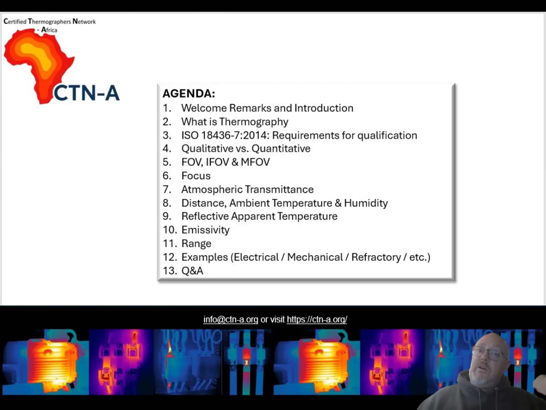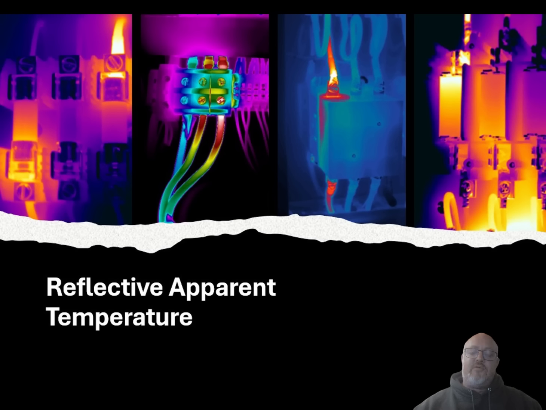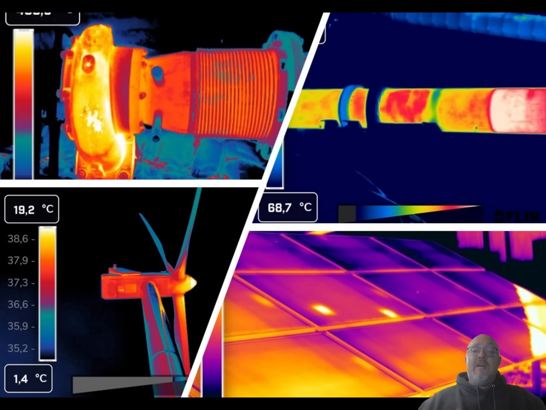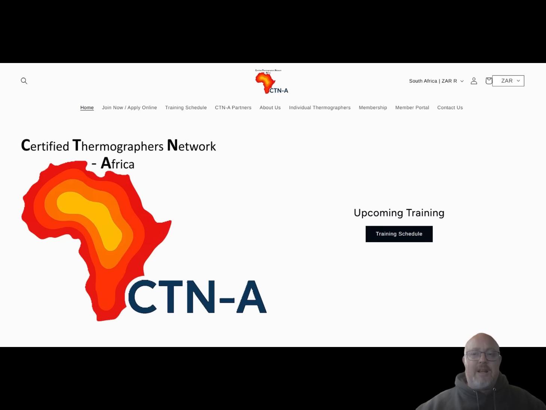On this course you will learn a whole lot more about field of view, focus, atmospheric transmittance, but also you will learn about emissivity, that dreadful word, as well as reflective apparent temperatures and how it affects your scans. And then of course we're going to do some practical examples, not only electrical but some other mechanical refractory linings.